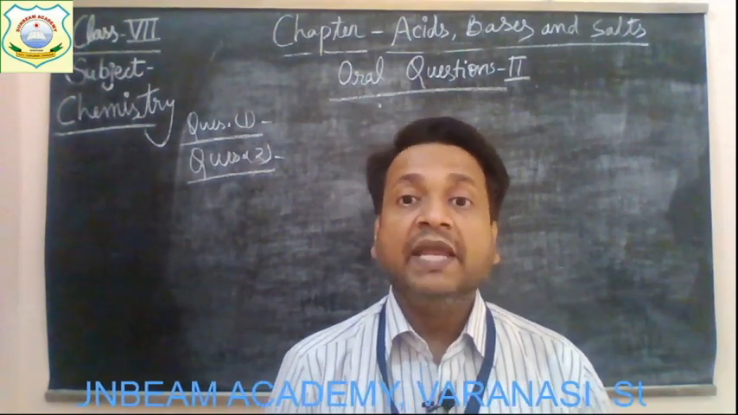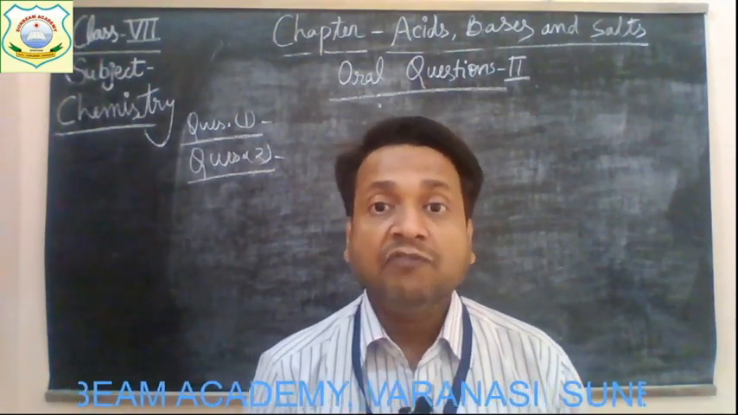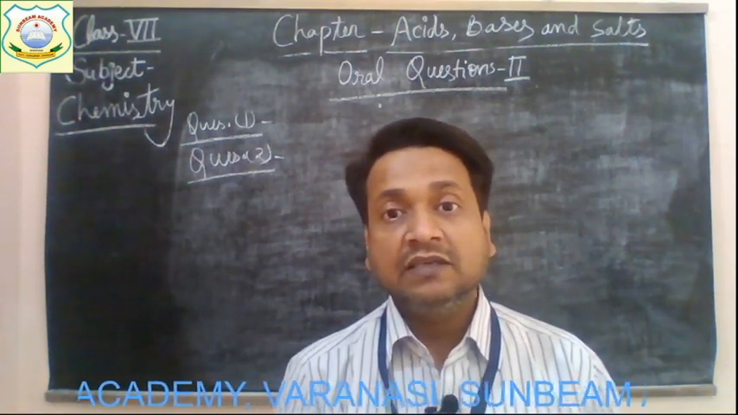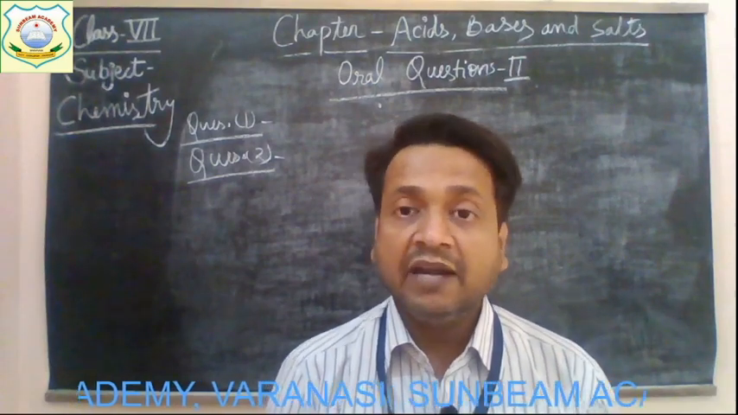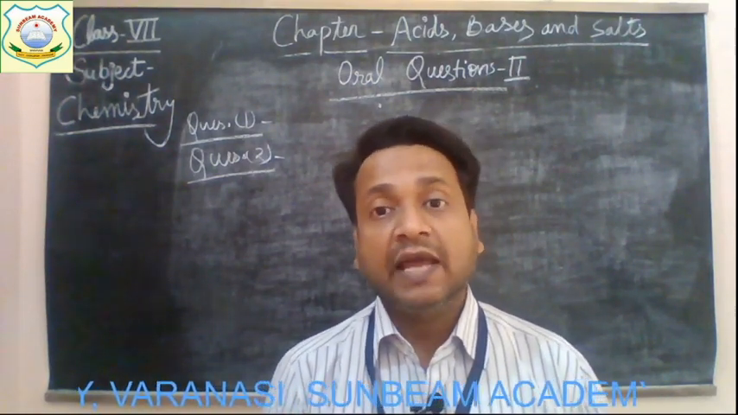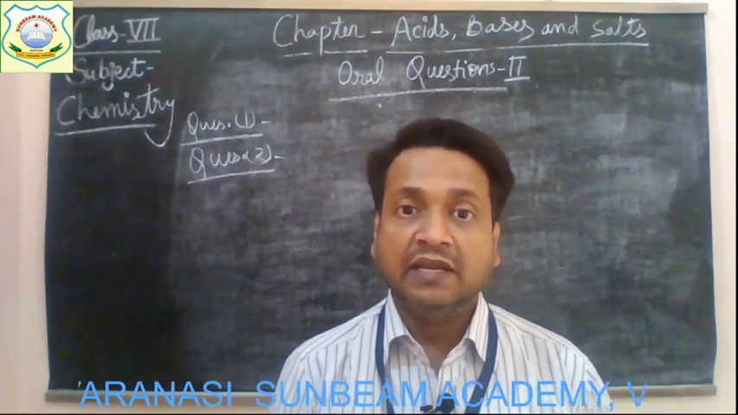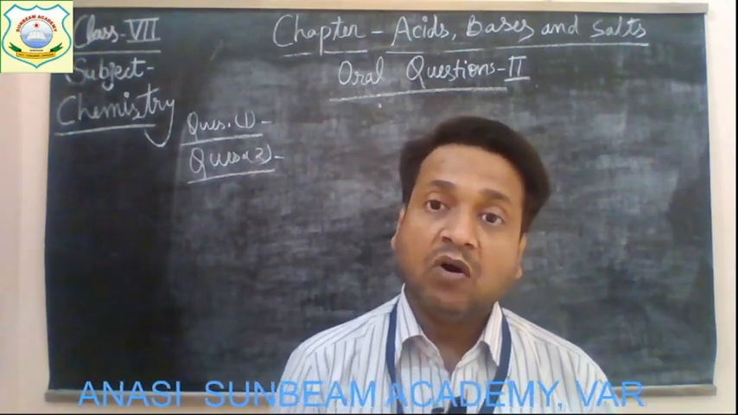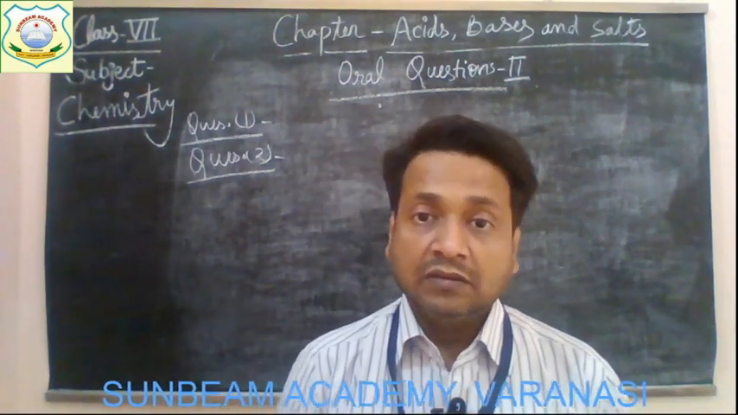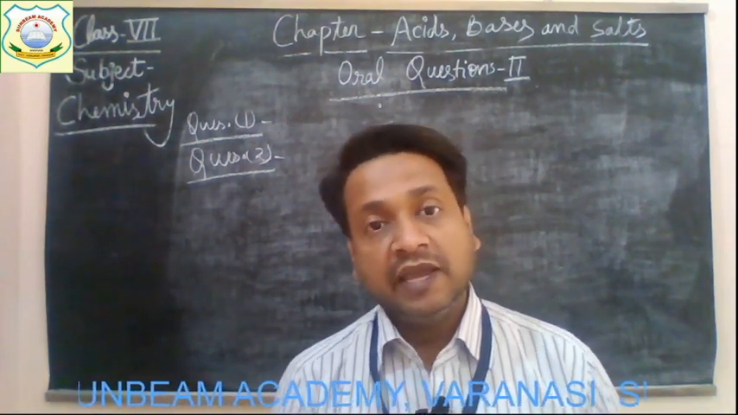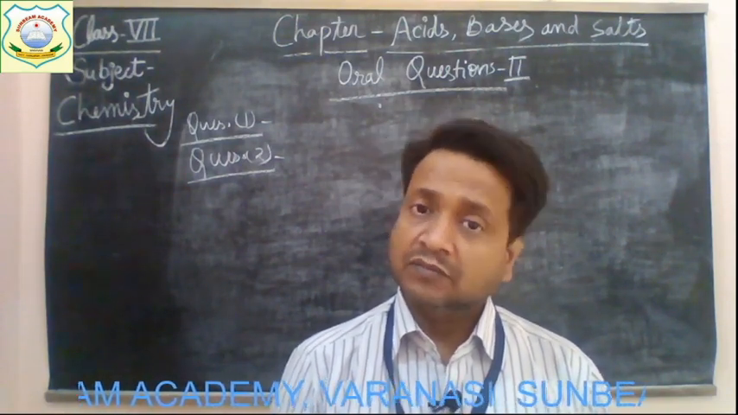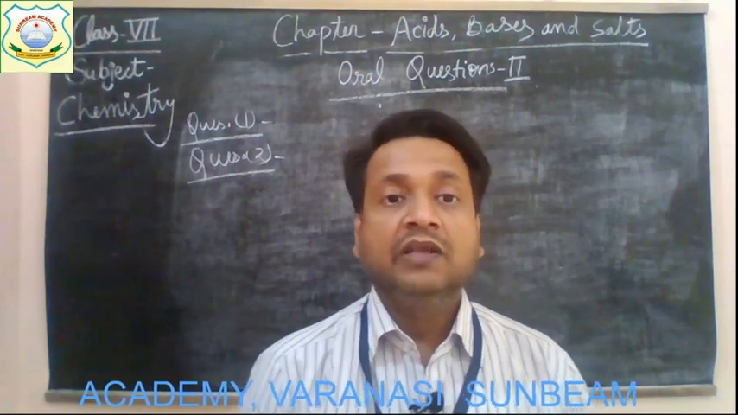It is solved by adding a kind of base to the soil. And that base is, yes, calcium hydroxide. Okay, or we can add quicklime also, calcium oxide. So either by adding calcium oxide or calcium hydroxide, we can solve the problem of acidic nature of soil in the field. Okay, now the question number 3.